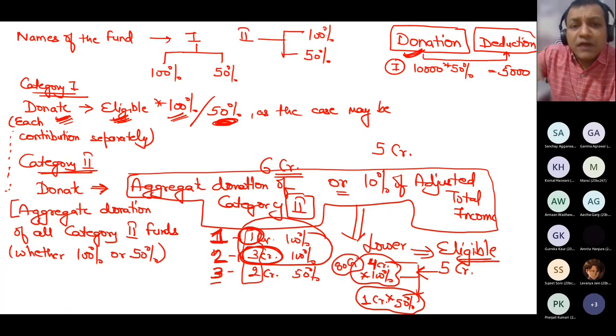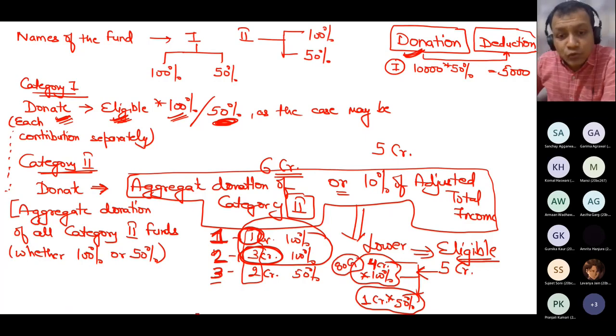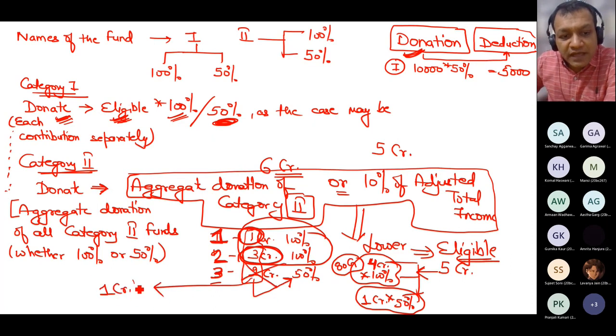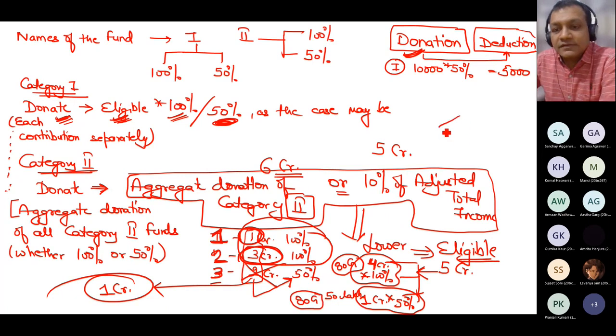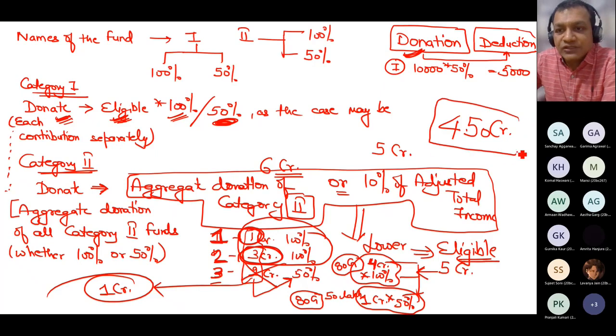And out of the remaining 1 crore donation, though in reality I have given 2 crores for 50%, this 2 crore has become irrelevant. As per the provision, only 1 crore is relevant, and for this 1 crore, the department says you can claim 50%, so you will get 50 lakh as ATG, and total ATG becomes 4 crore 50 lakhs. 4.50 crore is the total category 2 deduction here.